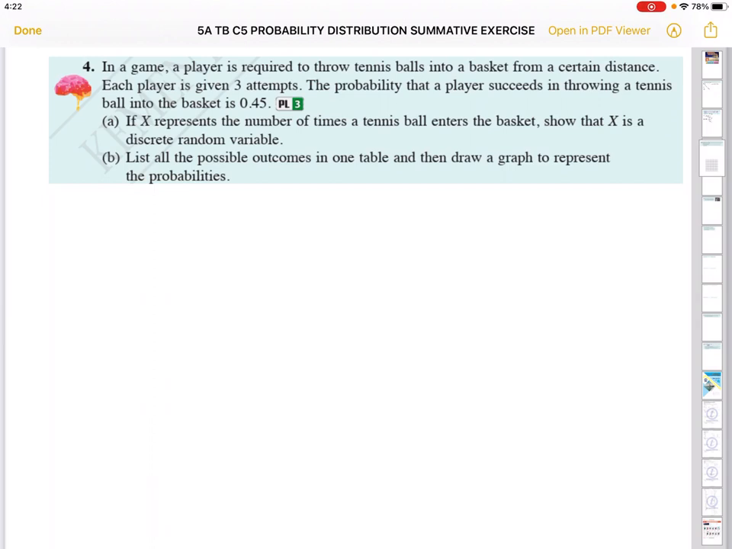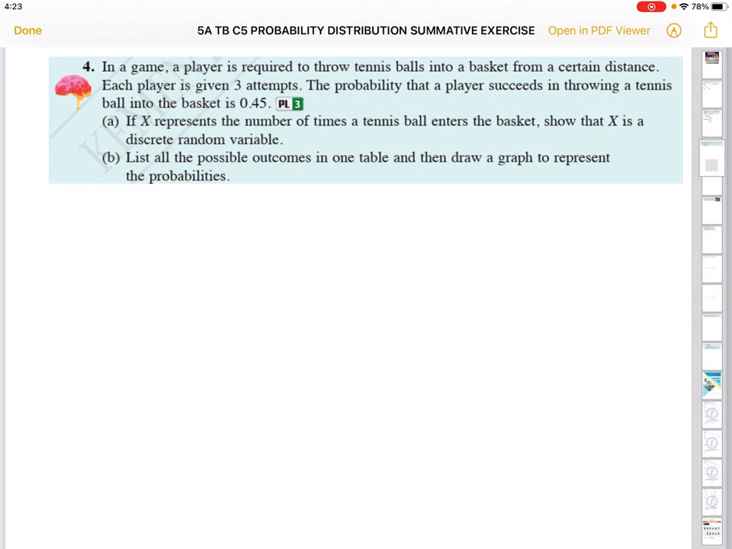Yeah, so number 1, we are supposed to show that x is a discrete random variable, given x represents the number of times the tennis ball entered the basket. So here, if you're supposed to show, that means you have to find the probabilities and show that the sum equals 1. Now we cannot assume at this stage and say, oh, this is a binomial distribution, so we just use the binomial formula. Because if you assume it's a binomial distribution, then it's already a discrete random variable, right?